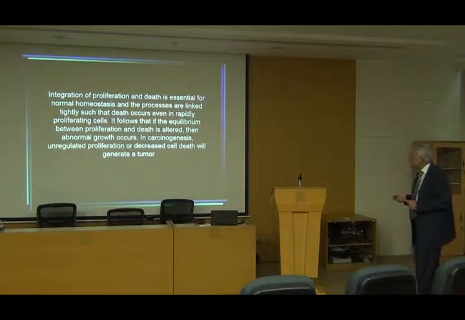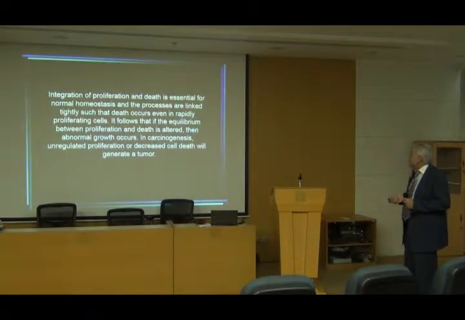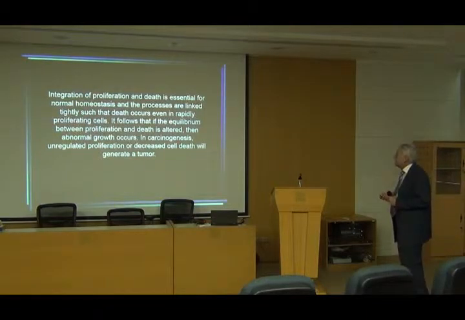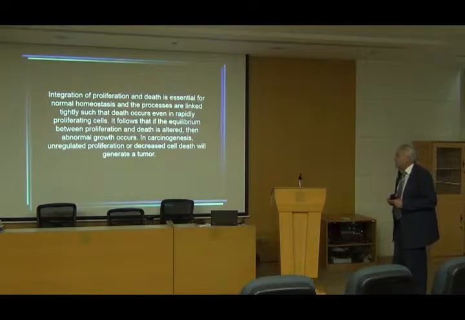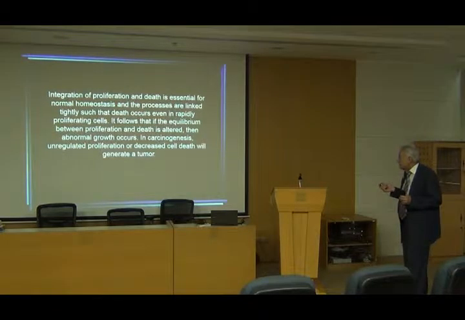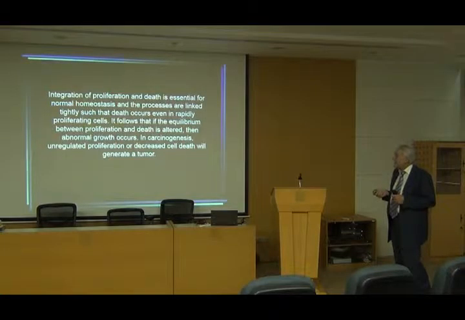Integration of proliferation and death is essential for normal homeostasis, and the processes are linked tightly such that death occurs even in rapidly proliferating cells. It follows that if the equilibrium between proliferation and death is altered, then abnormal growth occurs. In carcinogenesis, unregulated proliferation or decreased cell death will generate a tumor.